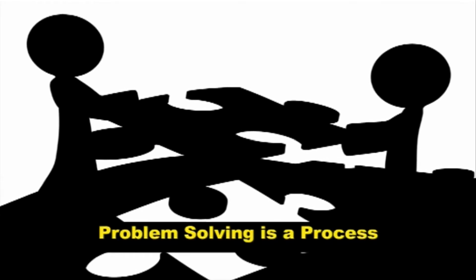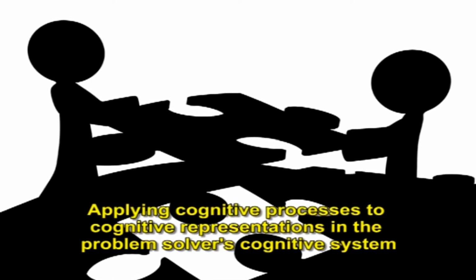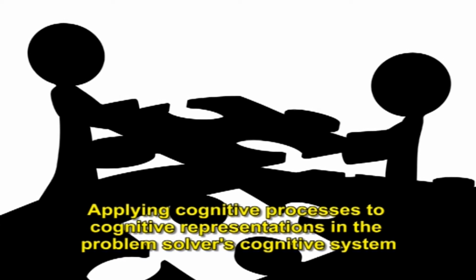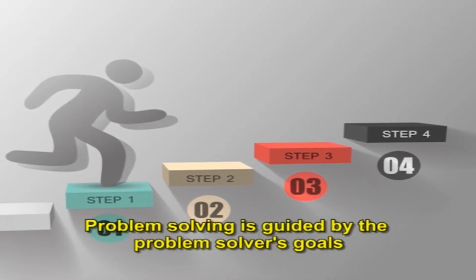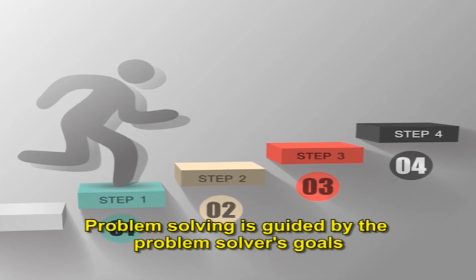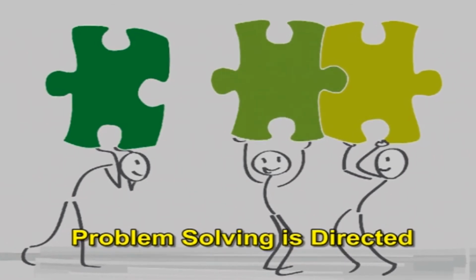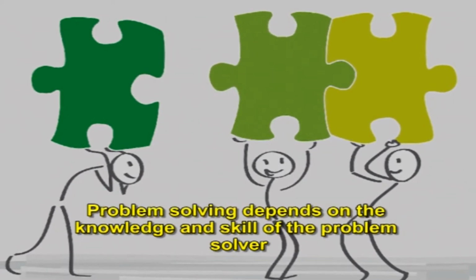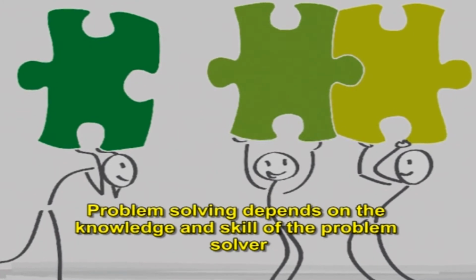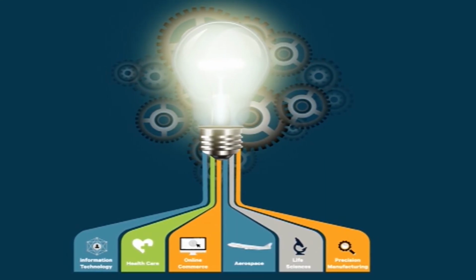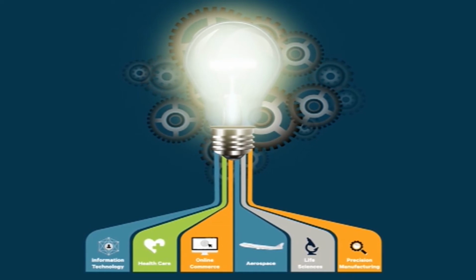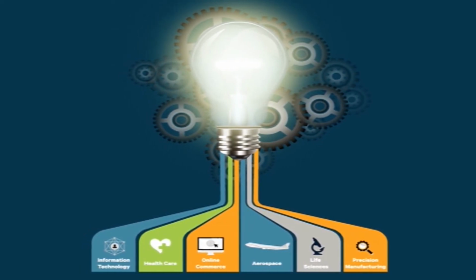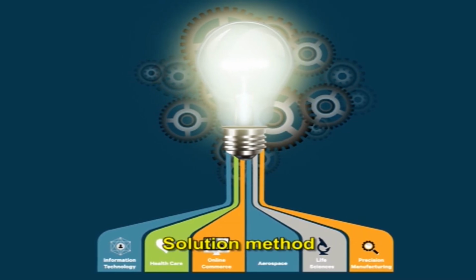Then comes problem solving is a process, that is, problem solving involves applying cognitive processes to cognitive representations in the problem solver's cognitive system. Then problem solving is directed, that is, problem solving is guided by the problem solver's goals, and problem solving is personal, that is, problem solving depends on the knowledge and the skill of the problem solver. In sum, problem solving is cognitive processing directed at transforming a problem from the given state to the goal state when the problem solver is not immediately aware of a solution method.